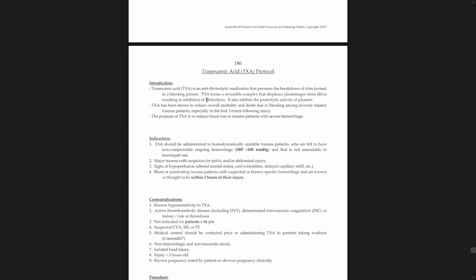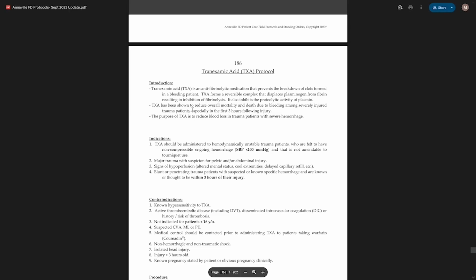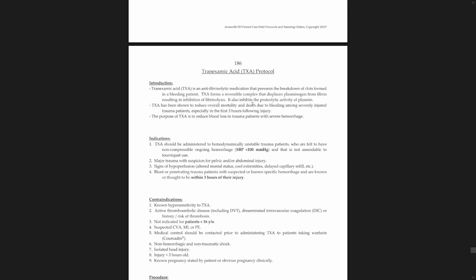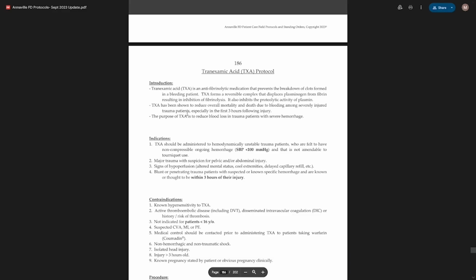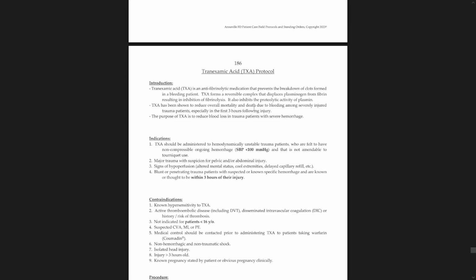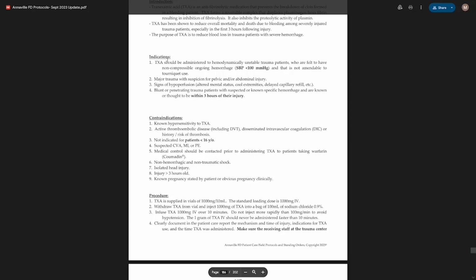TXA has been shown to reduce overall mortality and death due to bleeding among severely injured trauma patients, especially in the first 3 hours following injury. The purpose of TXA is to reduce blood loss in trauma patients with severe hemorrhaging. For indications, TXA should be administered to hemodynamically unstable trauma patients who are felt to have non-compressible or ongoing hemorrhaging, such as a systolic blood pressure less than 100 that is not amenable to tourniquet use.